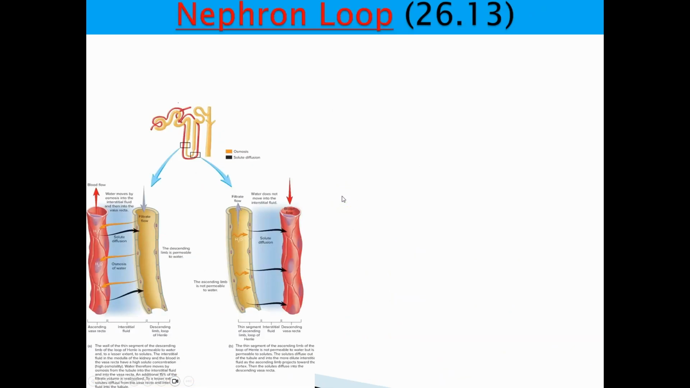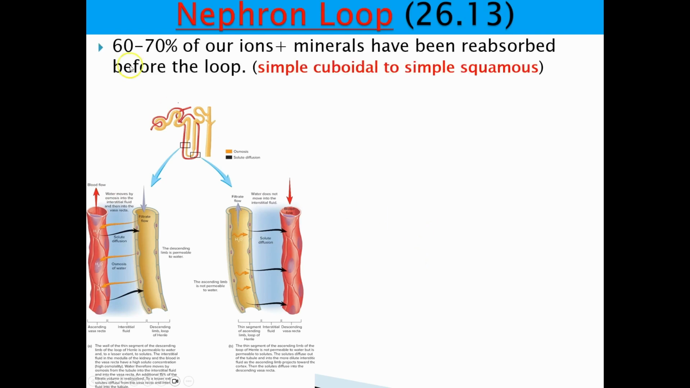All right, but this brings us to the nephron loop, and I believe this is also another image from McGraw-Hill, not necessarily Pearson. Pearson has similar images, but notice this is the countercurrent. Notice the direction filtrate is going is the opposite direction of blood flow, so we're going to come back to that. So at the nephron loop, keep in mind 60 to 70% of our ions and those minerals have already been reabsorbed. Okay. At the loop, we go from simple cuboidal to simple squamous.